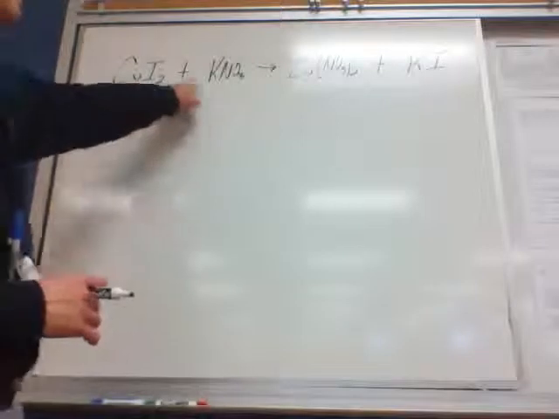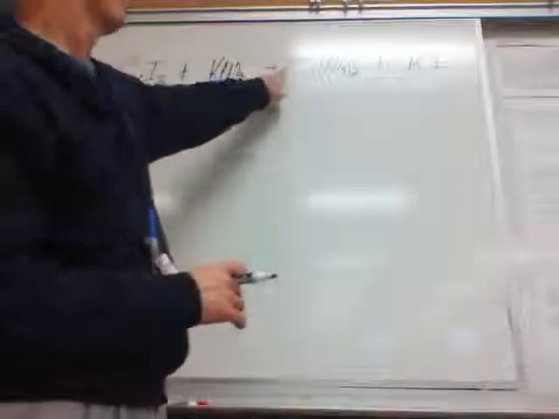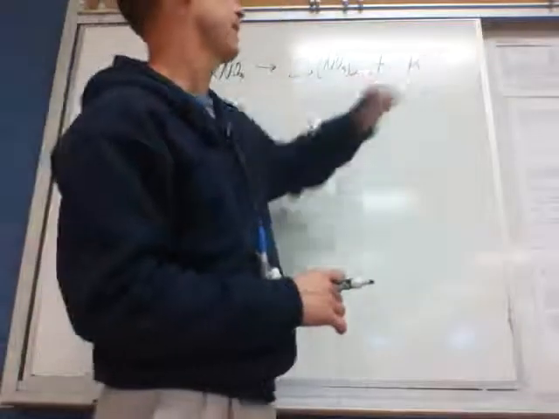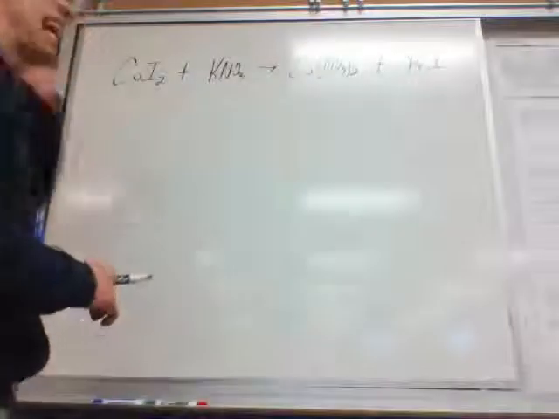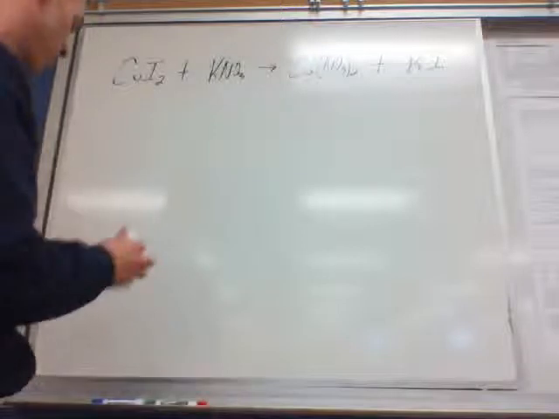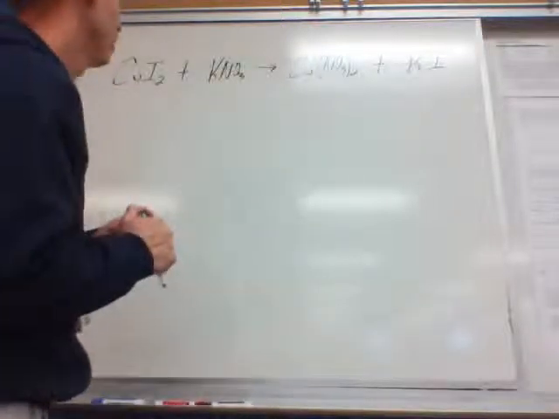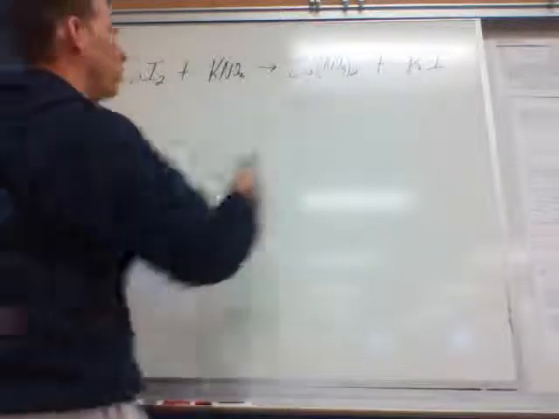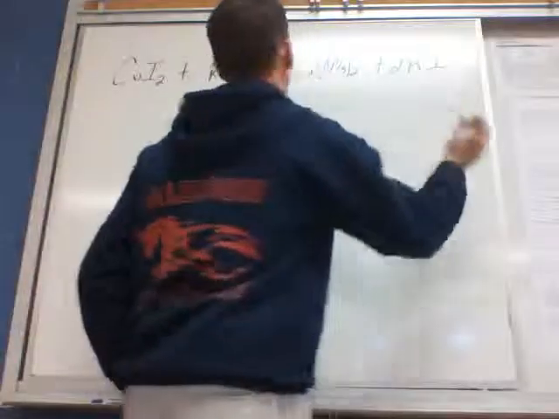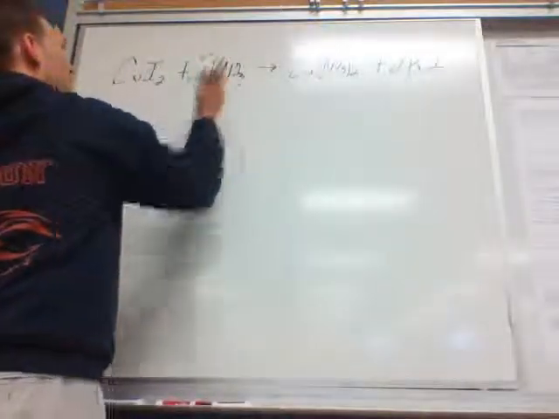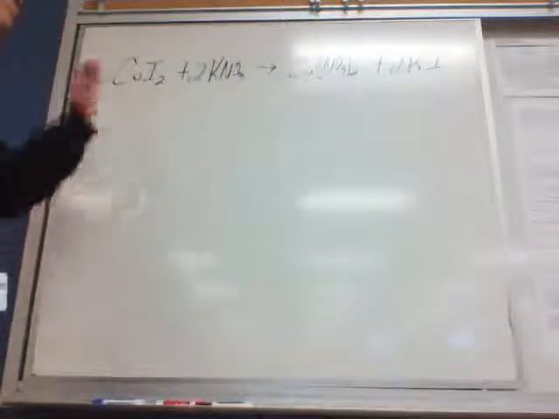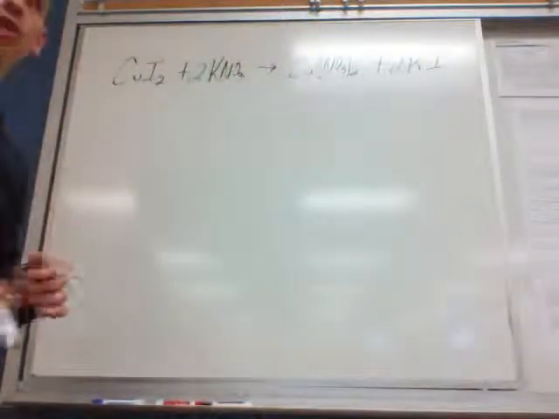Copper 2 iodide reacts with potassium nitrate to produce copper 2 nitrate and potassium iodide. It's not balanced, which is never okay, so I'll balance it for you, but remember, you should be the big balancer. We'll need a 2 there and a 2 there, it looks like. A 1 to 2 to 1 to 2 mole ratio.